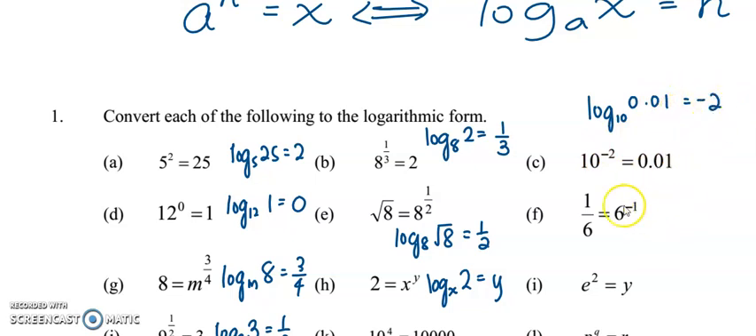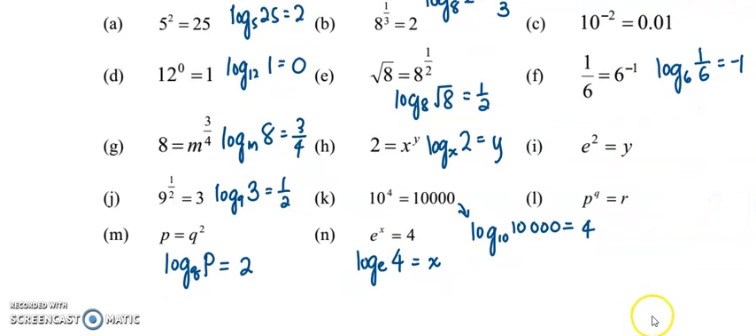Alright. Then question for the F. The one with the index form is the 6 power of negative 1. So take the base of the 6 power of negative 1, that the base is 6. So the 6 is the same as the base of the log. So we put it here, and the 1 over 6 equals to the power, that is negative 1.